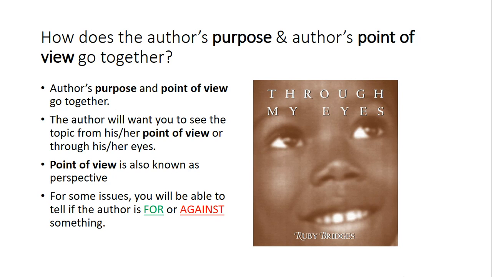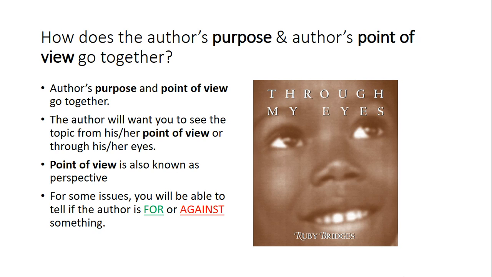So, how does author's purpose and author's point of view go together? They seem kind of unrelated, but actually they are very related and intertwined with one another. The author wants you to see their topic from their point of view or through their eyes, just like Ruby Bridges in Through My Eyes. She's telling her story from a first person point of view, how she experienced it. Point of view, like I said before, is also known as perspective. And for some issues, you're going to be able to tell if the author is either for something or against something, and that is their point of view as well, their opinion, if you will.